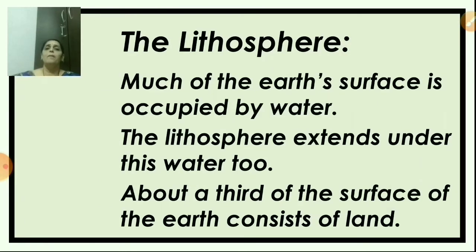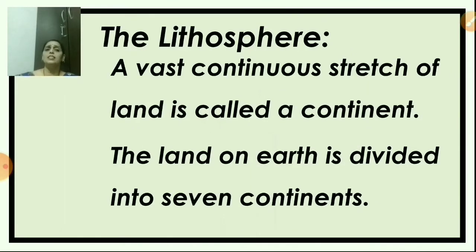Now the next, much of the Earth's surface is occupied by water. The lithosphere extends under this water too. About a third of the surface of the earth consists of land. This means, students, much of the earth's surface is occupied by water, the lithosphere extends under the water too, and one third of the earth's surface consists of land. Now the next, a vast continuous stretch of land is called a continent. The land on earth is divided into 7 continents. Means the land on the earth is divided into how many continents? 7 continents.